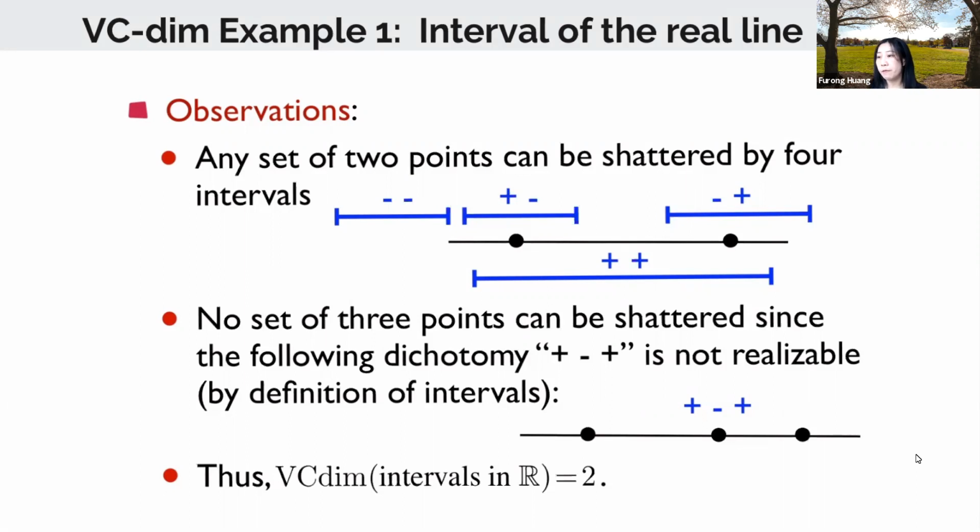It's apparently infinite, right? If you wanted to count the cardinality of H, it's infinite. But let's see how complex this kind of hypothesis is. Okay, so what is your observation? You can see the first observation here is that any set of 2 points can be shattered by 4 intervals.